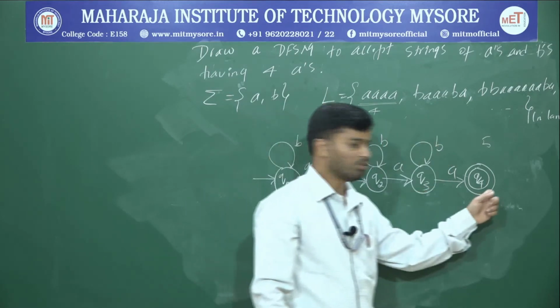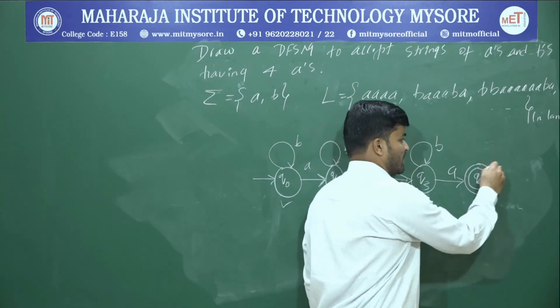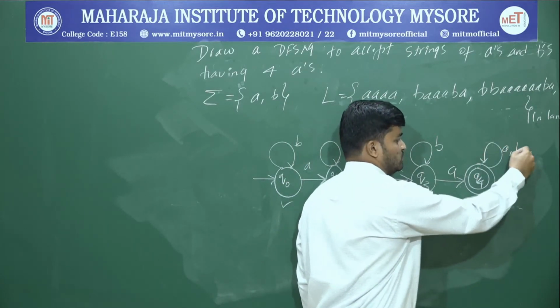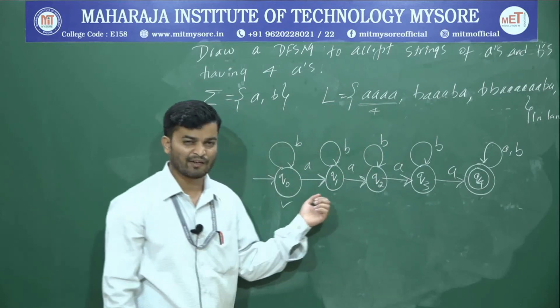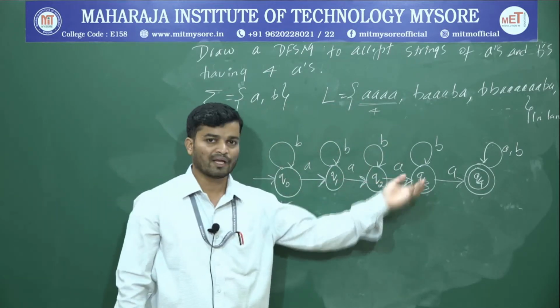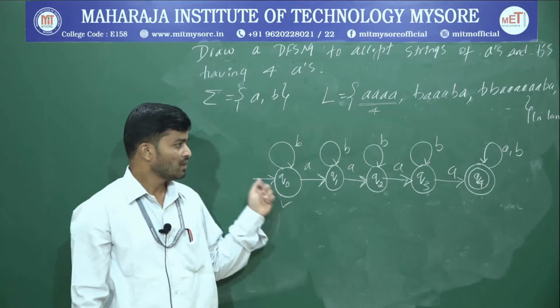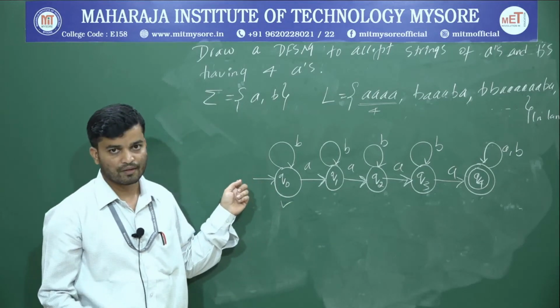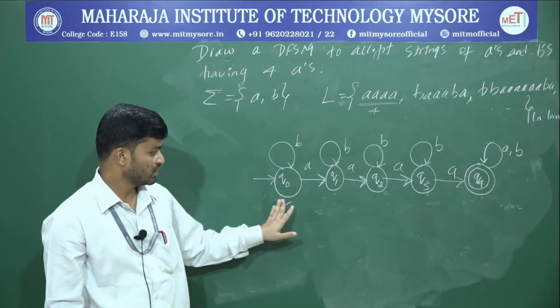So already I have 4 A's. What about the last one? For the last one, you can write a loop upon A comma B. So this is a simple problem. I think you can understand the logic. Already I have 4 A's, then I can have any number of A's as well as B's. Therefore I have to go with a loop. Okay, simple. Now this is your final automata, DFA.